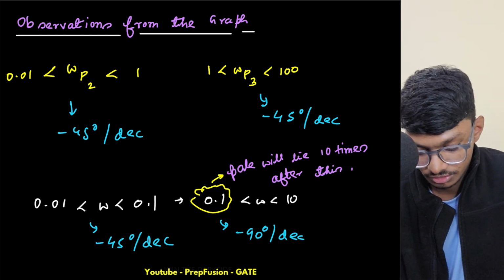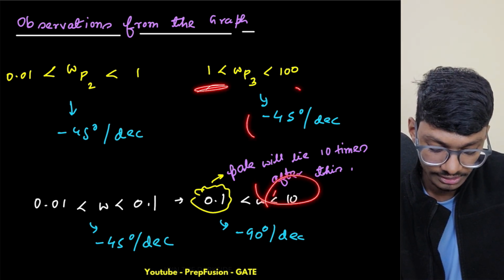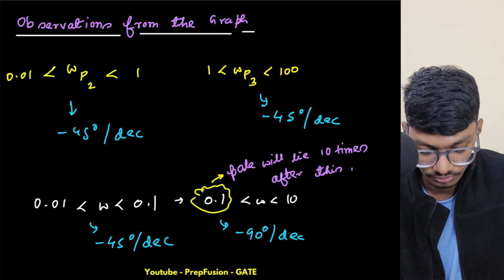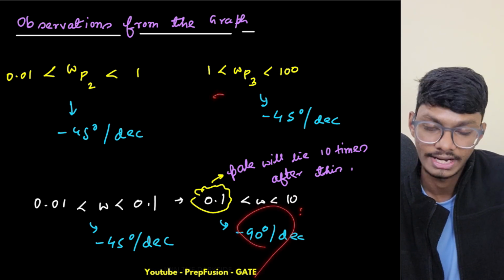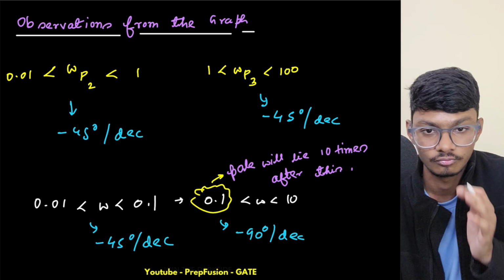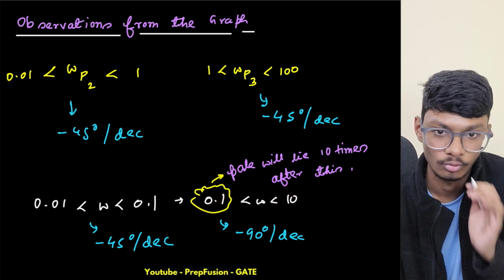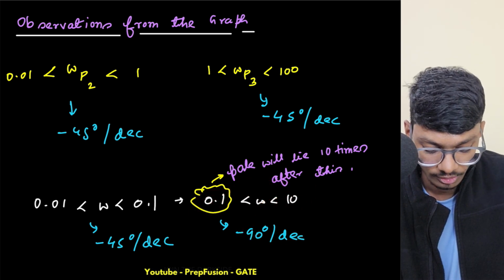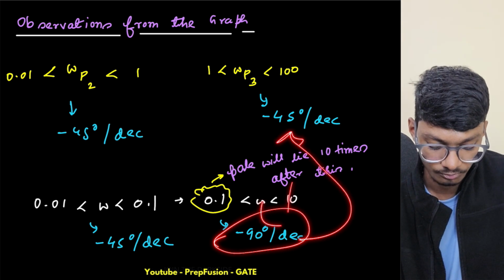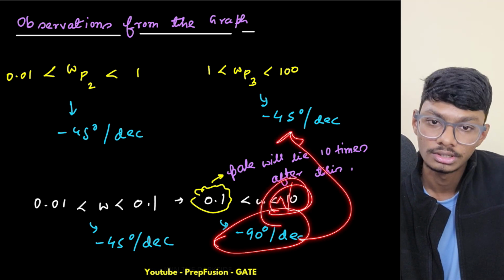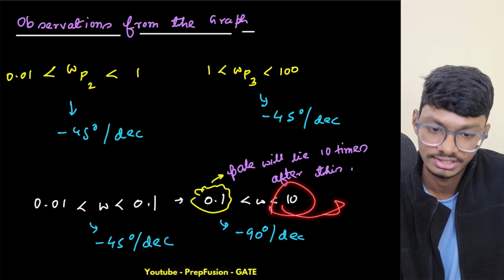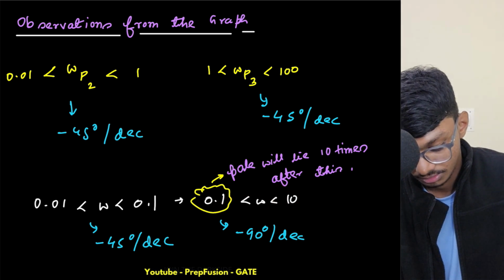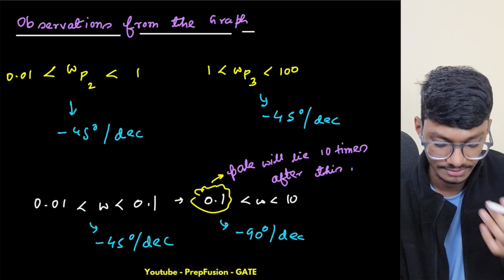And from this also you will understand that from 0.1 to 1 it is telling me minus 45, but going till 10 it is minus 90. So obviously between 1 to 10, I am getting minus 90. That means that 10 times before this 10 I have a pole here. Because just here my slope reduces from minus 90 to minus 45. That means the effect of the pole gets vanished. So just after this the effect of the pole gets vanished, so 10 times before this my pole will lie. This you can understand, so I'm not explaining it further.